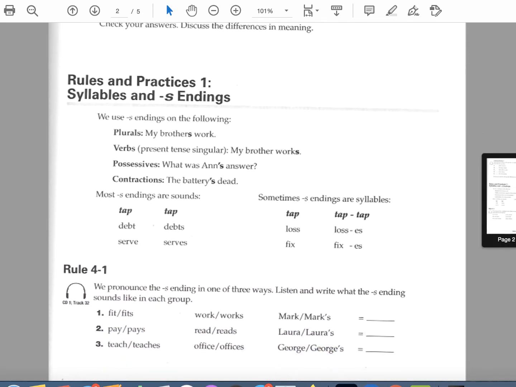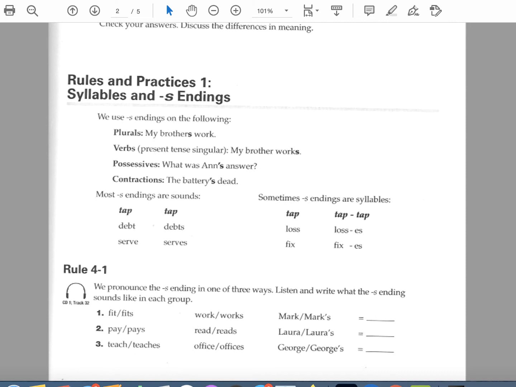Okay, and it says we use S endings in the following for plurals, like my brothers work. That means she has more than one brother. Okay, that's not possessive in this case. It means that she has more than one brother. My brothers work, maybe they're all firemen. Okay, we use S on verbs when it's the third person singular, right? So my brother works here. She sings loudly. Ms. Daniel teaches. So we have the S for verbs.